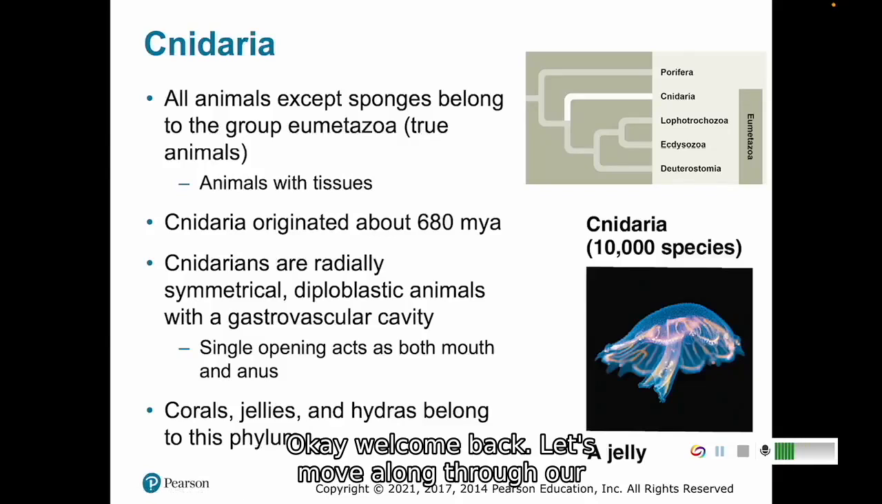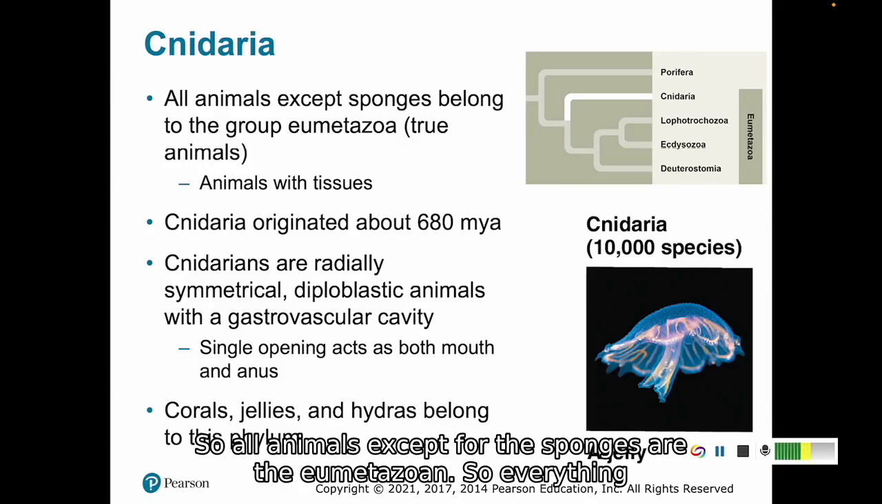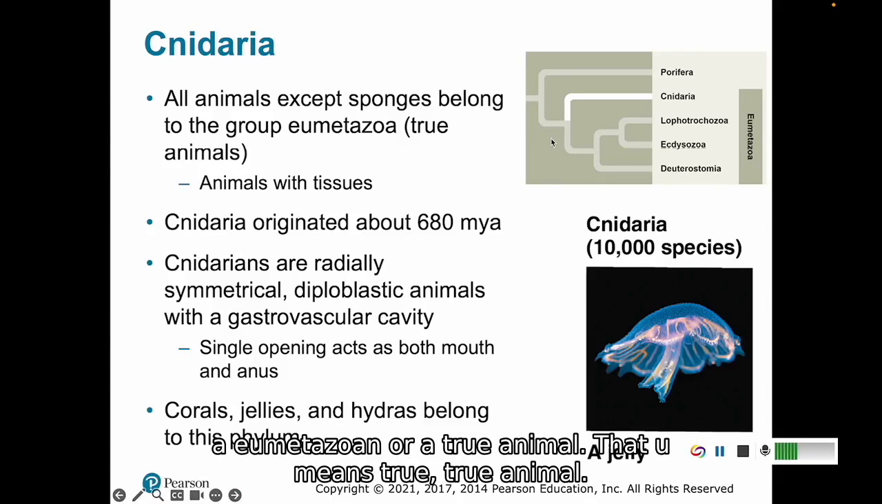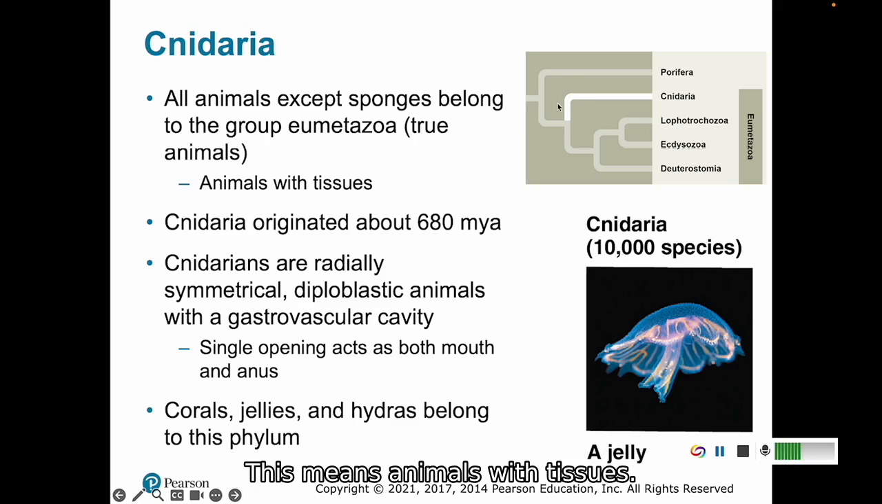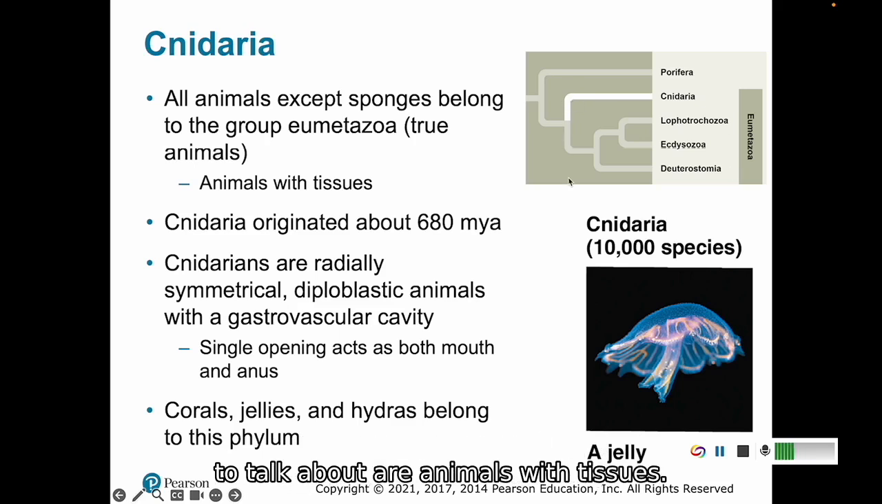Hey, welcome back. Let's move along through our animals by next looking at the Phylum Cnidaria. So all animals except for the sponges are the eumetazoans. Everything past this branch is a eumetazoan, or a true animal. That "eu" means true animal. This means animals with tissues. So Cnidarians and everything else we're going to talk about are animals with tissues.